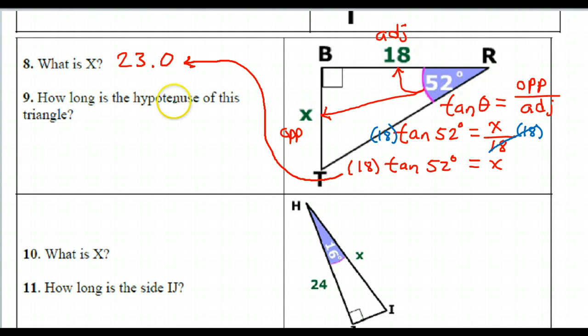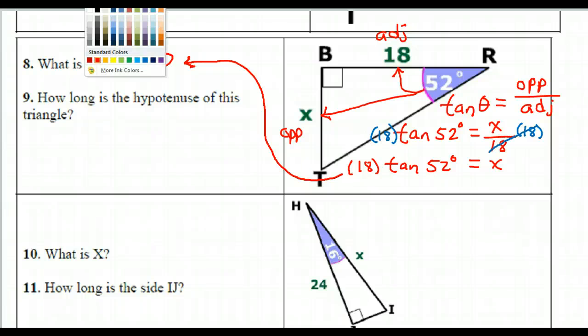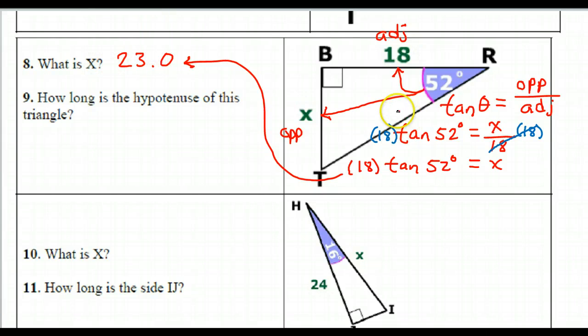Now, how long is the hypotenuse of this triangle? They don't have a variable on the hypotenuse waiting for me. So I'm going to call it h. Imagine that the hypotenuse is h. Maybe I'll put a green h on there. So h is going to be my hypotenuse.